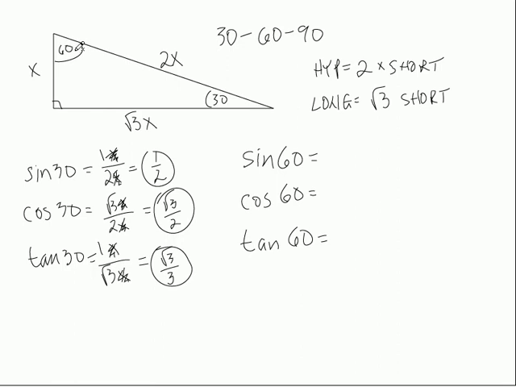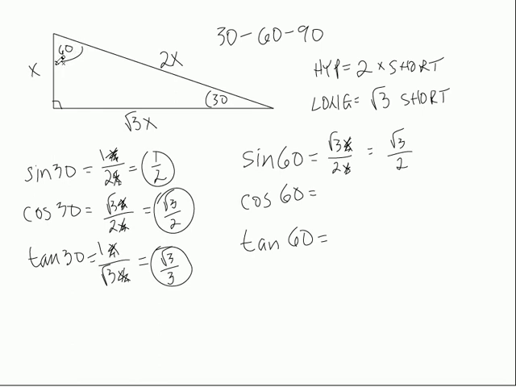Sine of 60 is opposite over hypotenuse. So it's the square root of 3x over 2x. The x's cancel, and there you go. Isn't that the same as the cosine of 30? Yes, sure is. Check it out. We said it was, right? And we should have recognized that before we even did this.